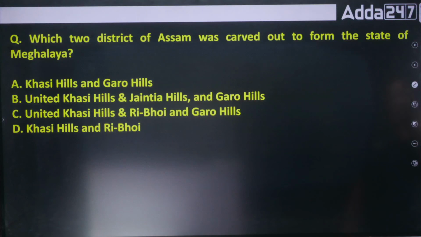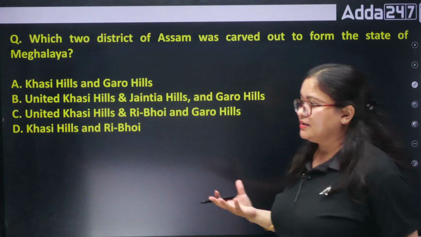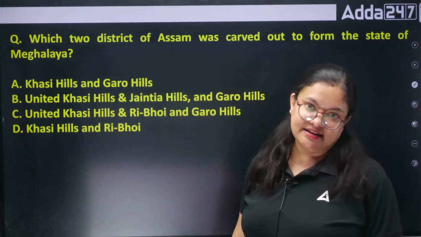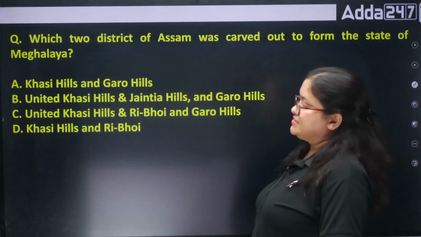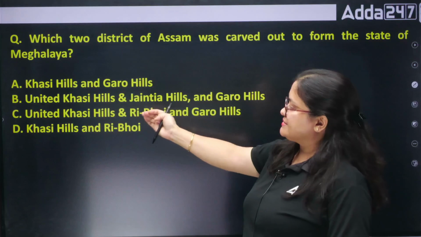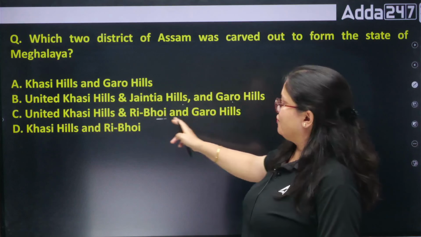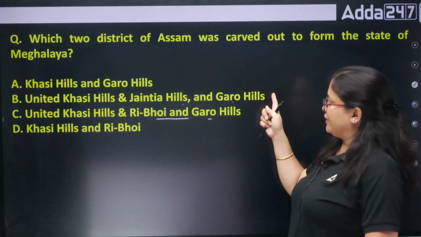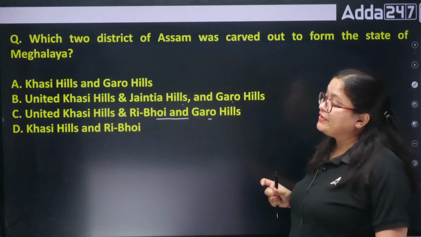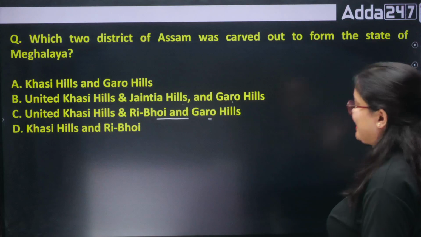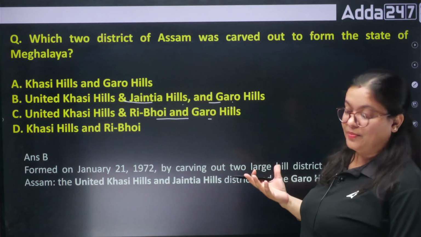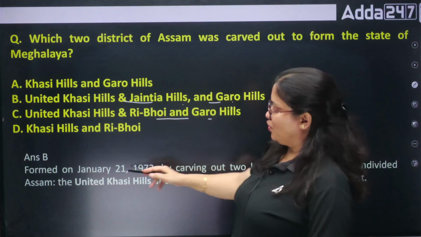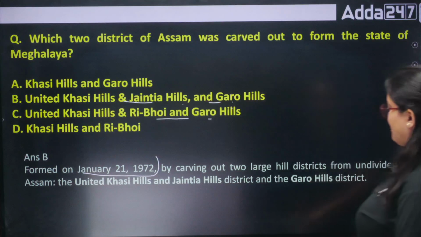Next, which two districts of Assam were carved out to form the state of Meghalaya? You all know that it was formed in the year 1972. Two districts were carved out to form this particular state of Meghalaya. What are the two districts? Is it Khasi Hill or Garo? United Khasi Hill, Jaintia Hill and Garo. United Khasi Hill, Ri-Bhoi and Garo Hill. And the last is Khasi and Ri-Bhoi. The answer is either B or C. So one is the United Khasi Hills and the other is Garo. United Khasi Hills, Jaintia Hills along with Garo Hills were carved out from Assam to make the state of Meghalaya, okay, on January 21, 1972.